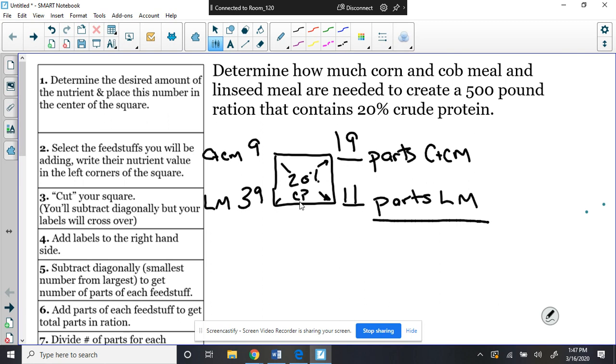Step number 6 asks us to add the total parts of each feedstuff so that we know how many parts are in the entire ration or the entire recipe. So in this case, if I add 19 and 11, I get 30 total parts of what I'm making.